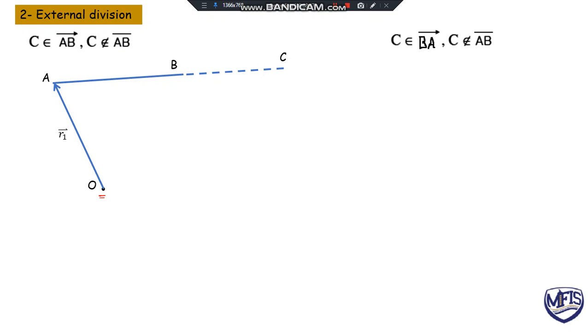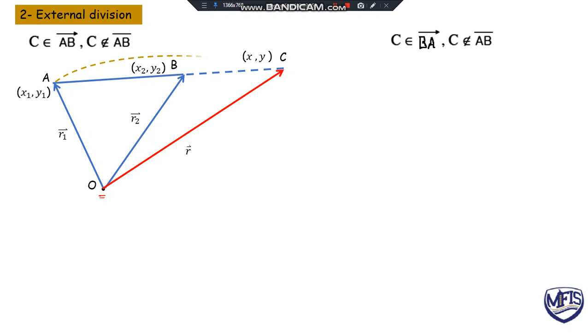So from O to A will be R1, from O to B will be R2, and from O to C will be the vector R, and A is represented by x1, y1, and B is represented by x2, y2, and C is represented by x and y. And we have the ratio M2 from the start point to the point of division, and from the point of division to the end point, which is B, it will be M1. And also we have AB and C in the direction of BA, the second case.